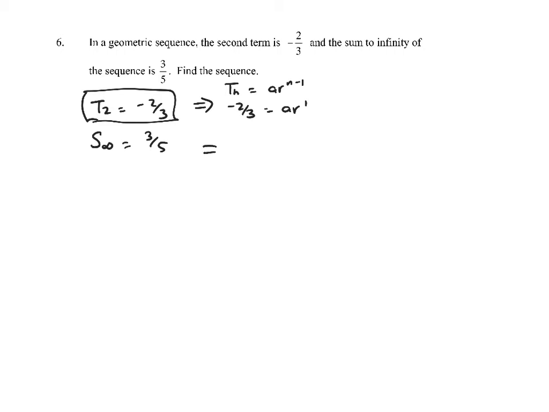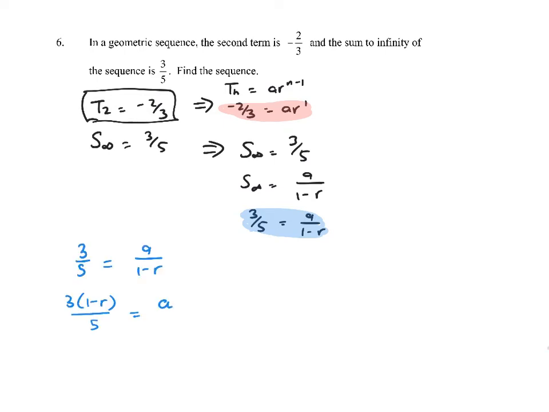The next part is the sum of an infinite number of terms is equal to 3 over 5. So what is the equation for the sum of an infinite number of terms again? Well, a over 1 minus r. So 3 over 5, the sum of an infinite number of terms, is equal to a over 1 minus r. So that means you've got two equations. The second one is negative 2 over 3 is equal to ar to the power of 1. And we need to solve them simultaneously.